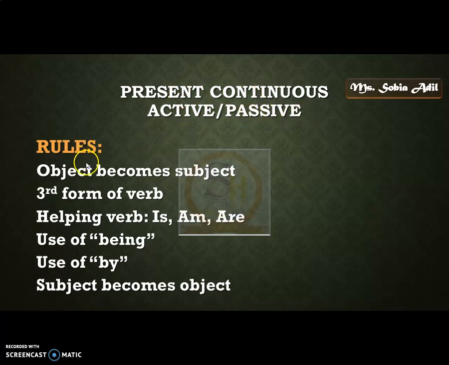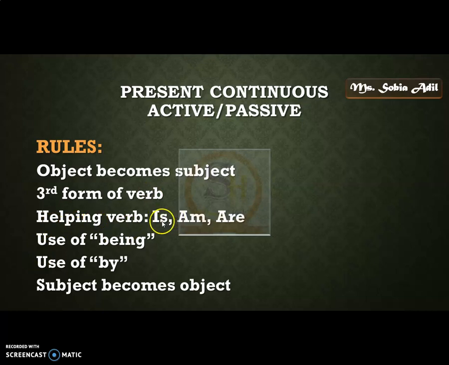So here are certain rules you need to follow. The first rule is the same one which I told you in the previous lecture as well. This one is object becomes subject, right? You need to change the object with the subject. You need to write the object first, right? And then the second rule is use of the third form of verb.